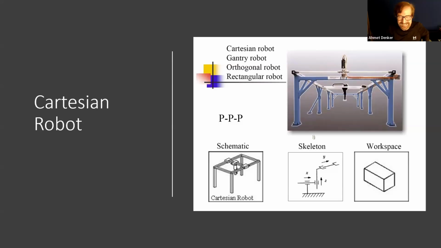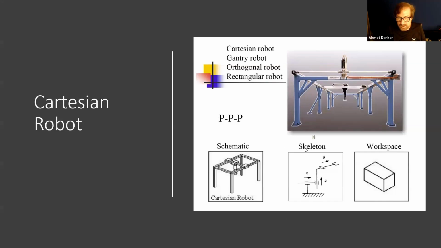Okay. So, thank you. PPP. What does it mean? Prismatic, prismatic, prismatic. It's going to have a rectangular workspace. How can I show it? I can write it. I can show it like this. But now I need a more simplified way of showing this as well.